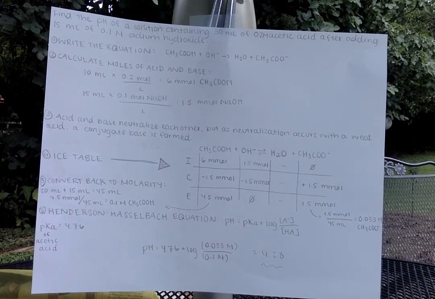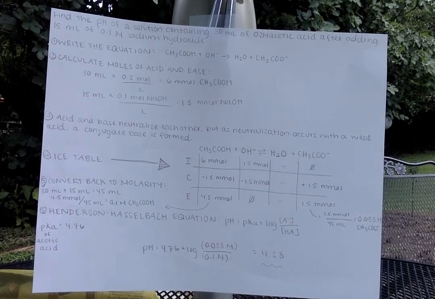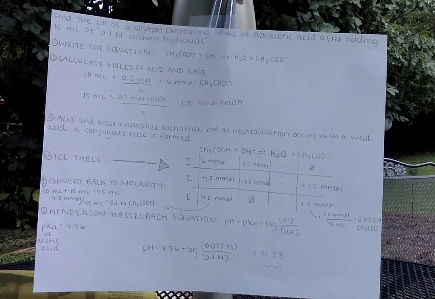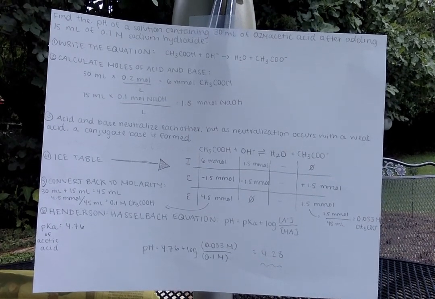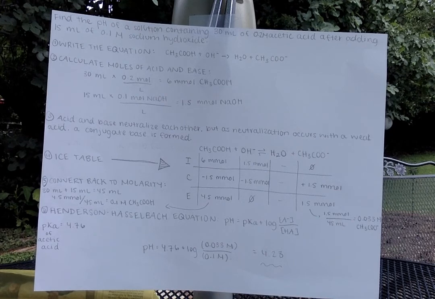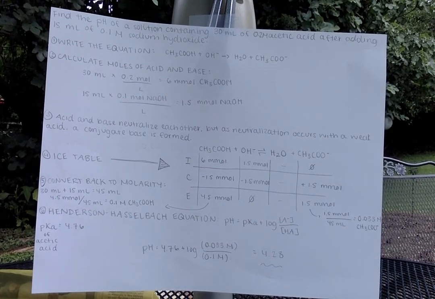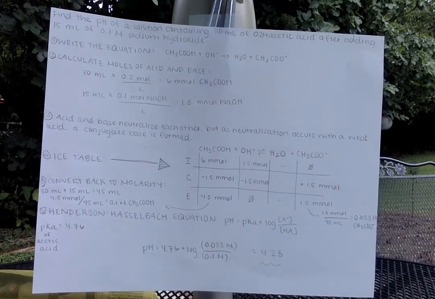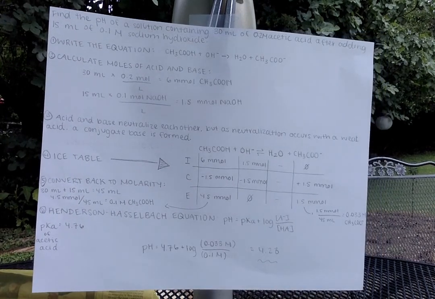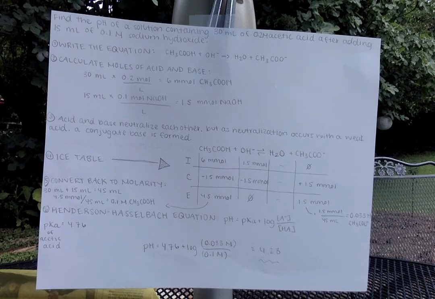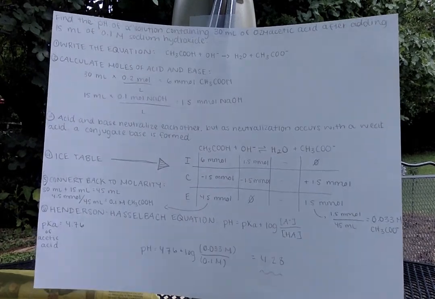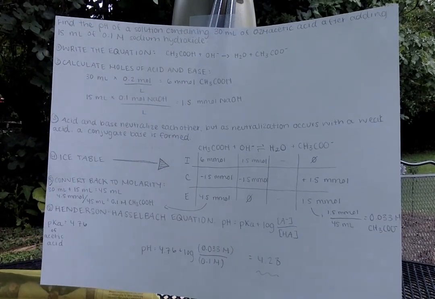And your next step is to plug everything into the Henderson-Hasselbalch equation, which is your best friend when it comes to weak acids and weak bases. You'll use this for every single problem to find the pH. So the equation is that pH equals pKa plus log of the concentration of conjugate base over the concentration of your acid.